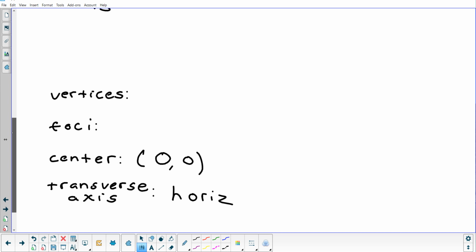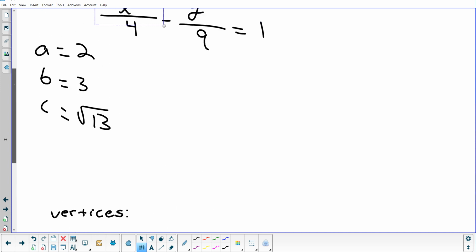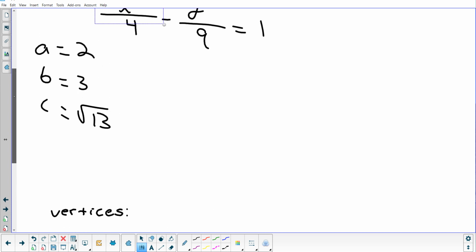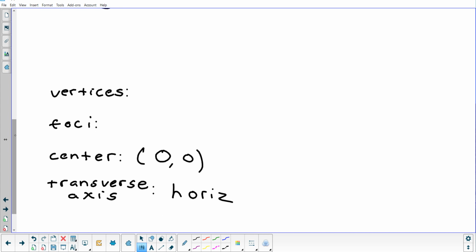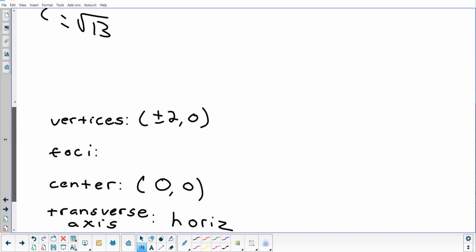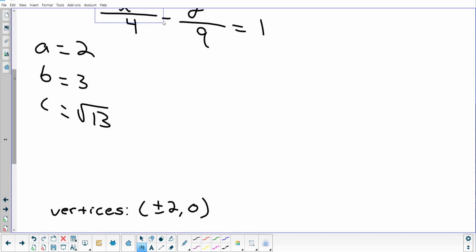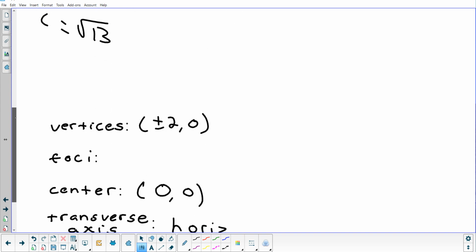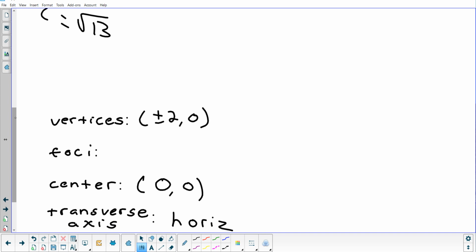Jake, how many units away from the center are my vertices? 2, and it's 2 units which way? The left and right. To the left and to the right, not up and down. So 2 units left and right is me there. Sarah, how many units away from the center are my foci? Square root of 13, and that's exactly the same direction as the vertices, left and right.